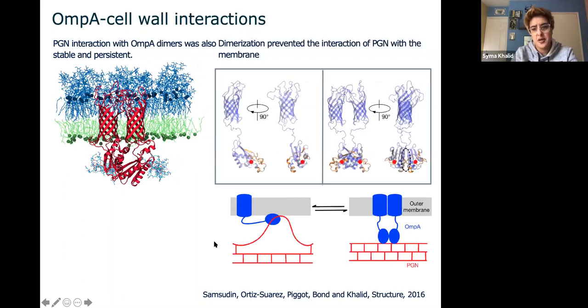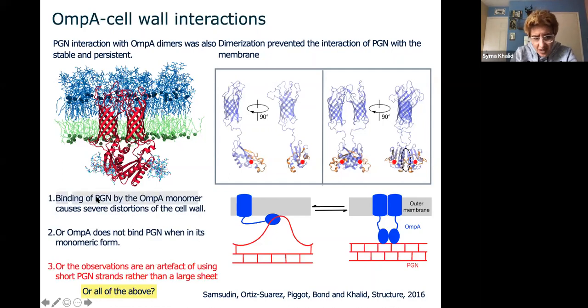So that led us to hypothesize that, according to our results anyway, when you have the protein in its monomeric form, you see the cell wall being lifted up and interacting with the membrane. So if it was indeed a big sheet, you'd get something that looks like the schematic diagram on the left there, a huge distortion in the cell wall. Whereas when we have the dimer, we don't have the distortion in the same way. So what does this mean? Does it mean that binding of peptidoglycan by the monomer in real life causes severe distortions of the cell wall?